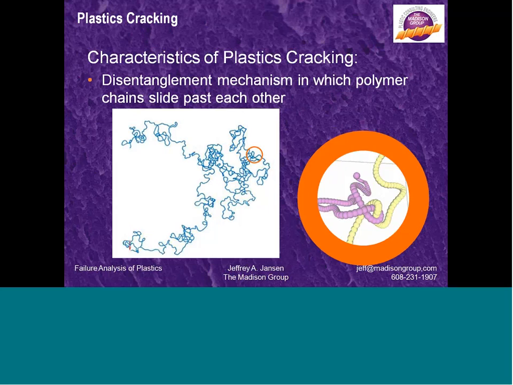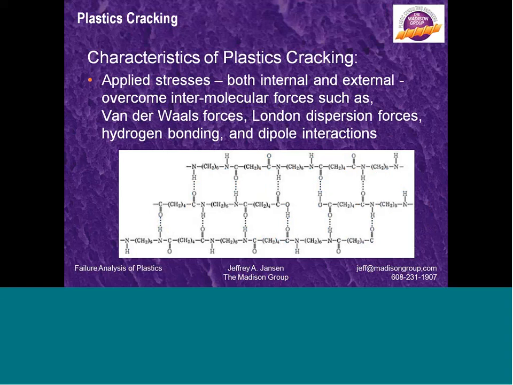So again, with the bowl of spaghetti noodles, we're pulling one noodle at a time past one another. We're pulling those polymer chains through force past one another and they disentangle. They undergo, again, this disentanglement mechanism. Applied stress, both internal and external, and again, internal can mean molded and residual stress as well as externally applied stresses, overcome intermolecular forces, including van der Waals forces, hydrogen bonding, dipole interactions, a number of different intermolecular forces which hold those molecules together. With the spaghetti, we're overcoming friction. With plastic molecules, we're overcoming these intermolecular forces.